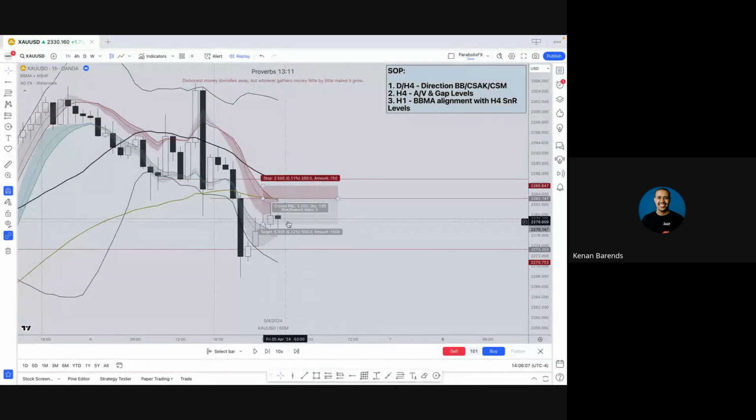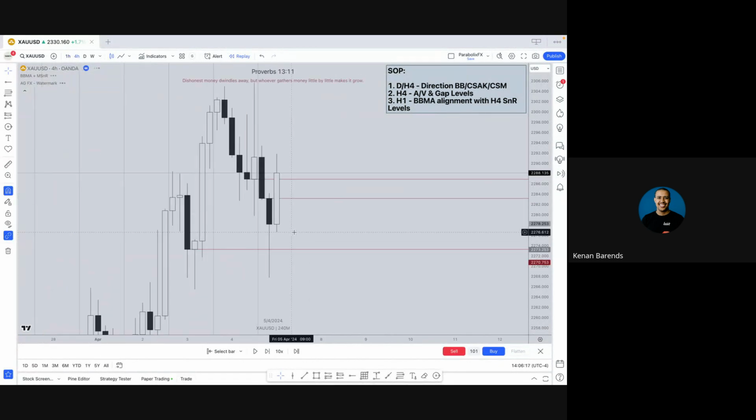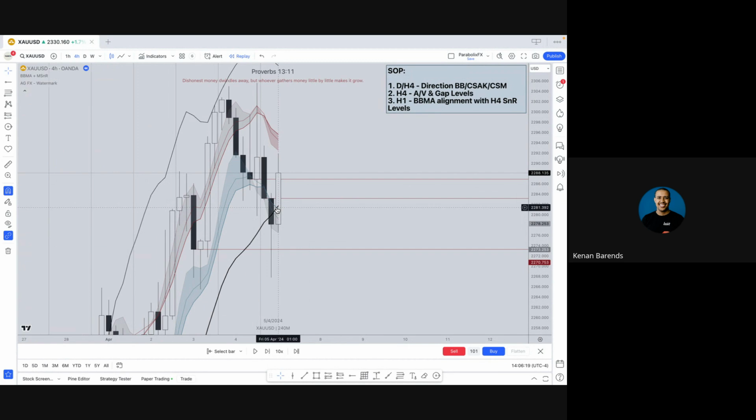Weak entry done. That was such a nice trade because I was done for the day. I didn't even look at the rest. Before NFP could come and take my money, I was done for the day. Okay. So that was that candle.